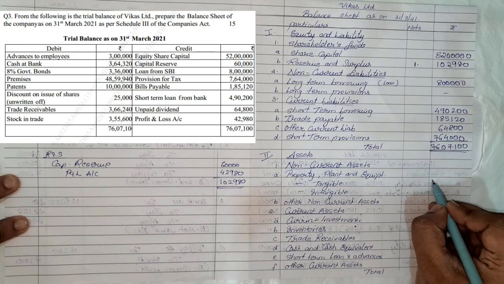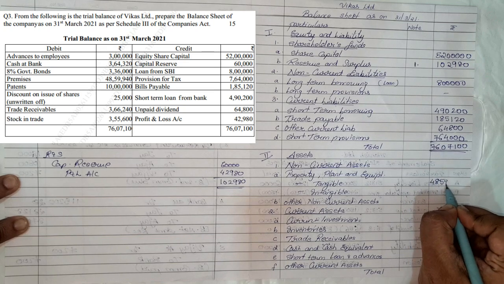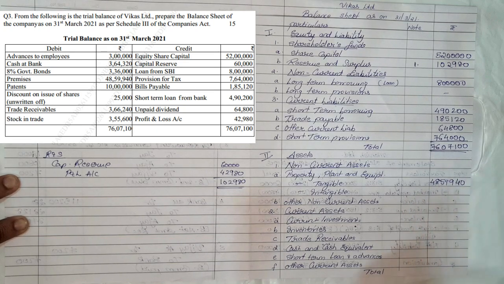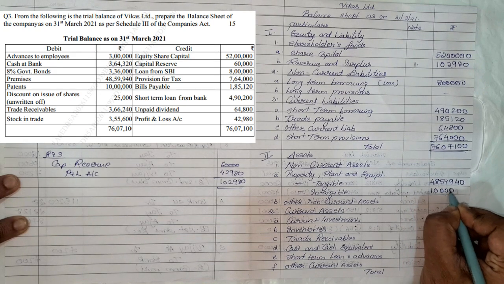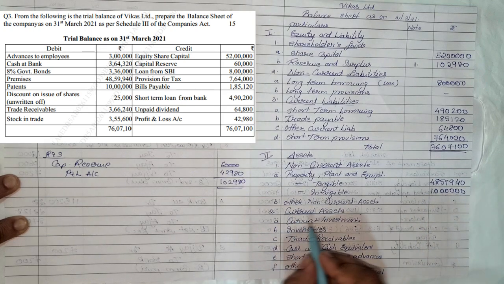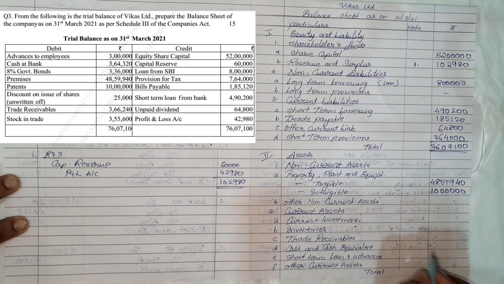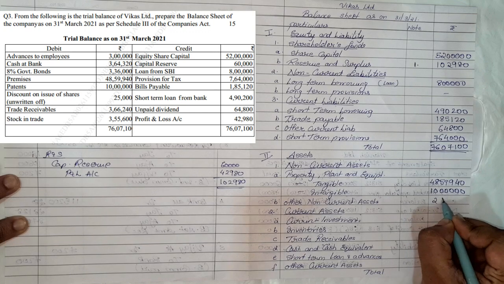So under tangible, directly we can write it as 48,59,940. Intangible mein there's only patent which we can see. We can directly write it as 10 lakhs. Okay, then other non-current asset usually all your preliminary or share issue expenses usually comes there. So I can see that discount on issue of shares written off. So 25,000 that comes here.